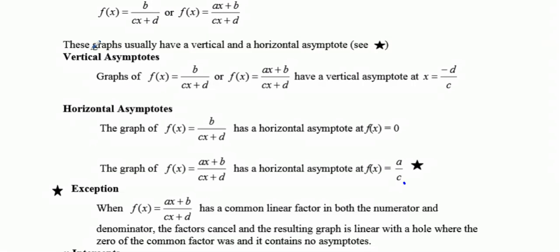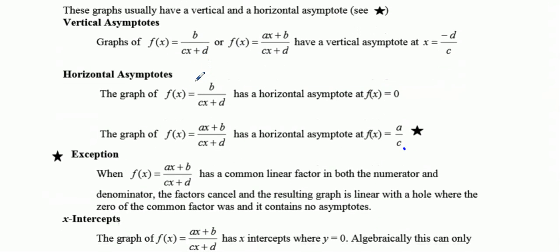These graphs usually have a vertical and a horizontal asymptote. There sometimes is an exception. We'll talk about the exception in a second. So for vertical asymptotes, we know that arises because we've got division by 0 in the denominator. So if this whole thing is 0, then x would have to be equal to negative d over c for that to occur. So if we had it in this form, we could just find negative d over c, and we would have the equation of the vertical asymptote.